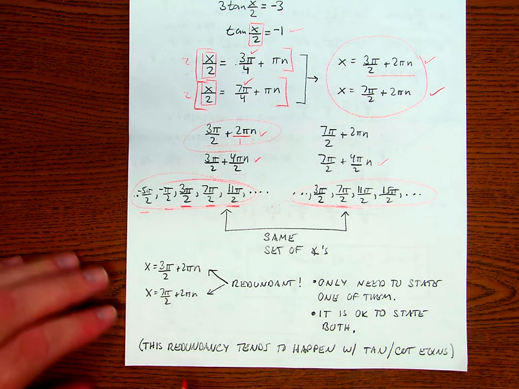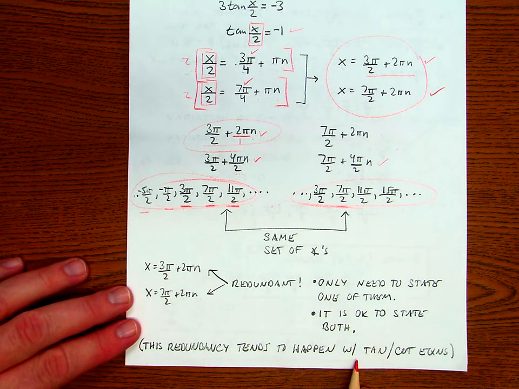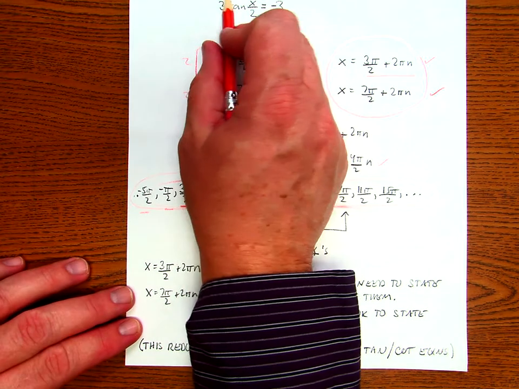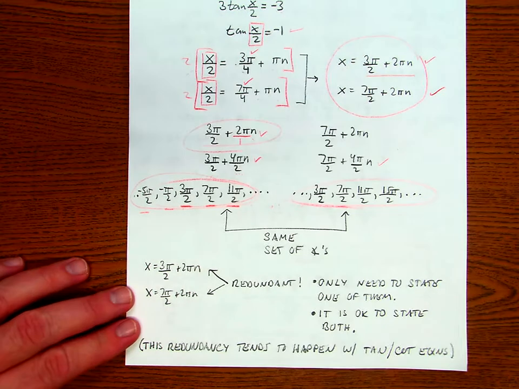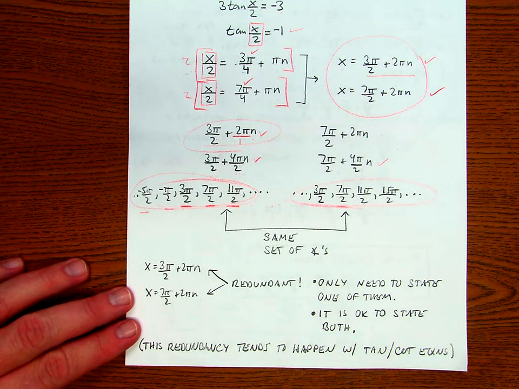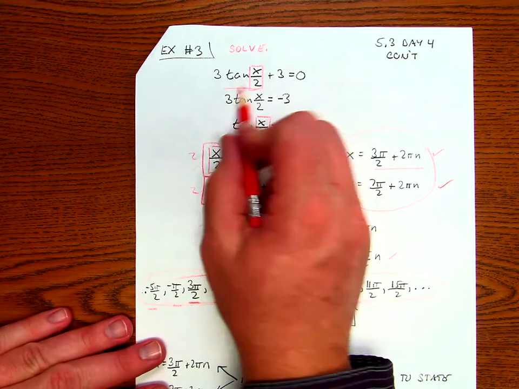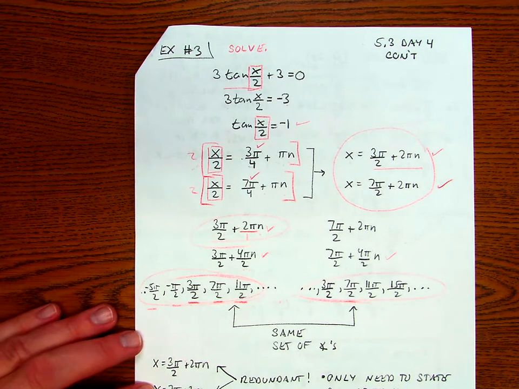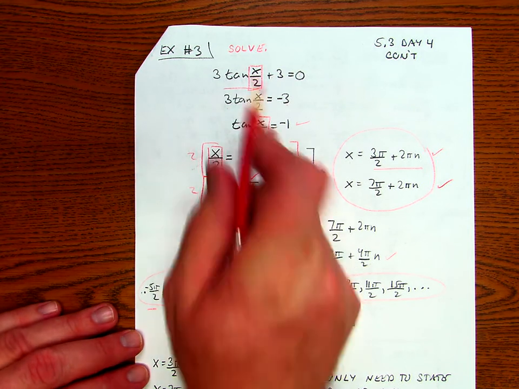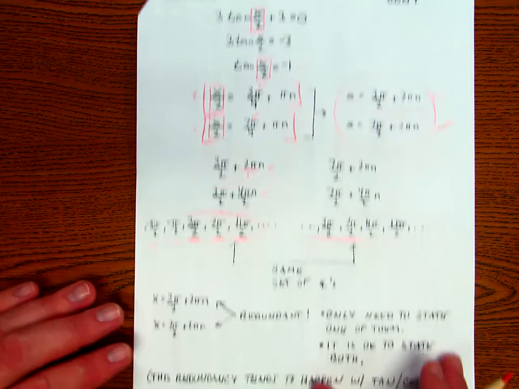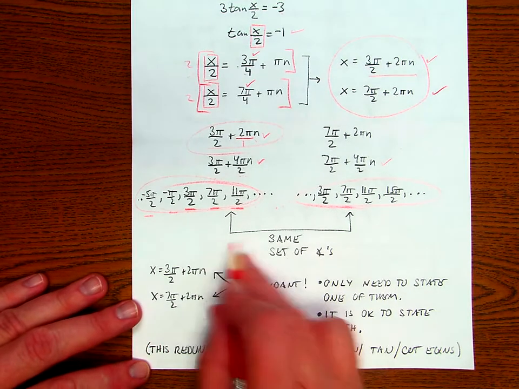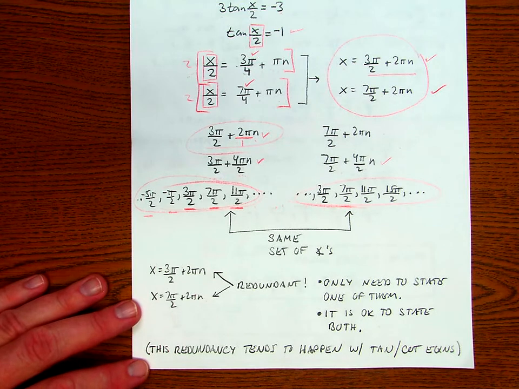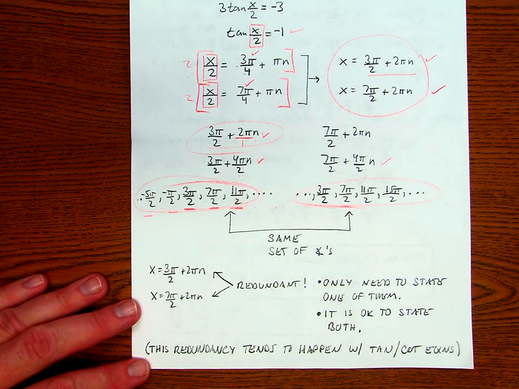Now, as I had said earlier, this tends to happen with tangent and cotangent. This is a relatively basic equation. There's not a whole lot going on here. The more complicated that this gets, the better chance that it's not a nice, clean redundancy like this. But for the simple ones, like we just went over, this tends to happen with tangent and cotangent. Those are the ones that you want to keep your eyes open for in terms of this redundancy thing happening.